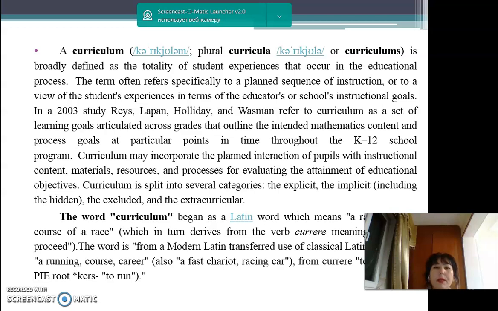The word curriculum begins as a Latin word which means a race or the course of a race, which in turn derives from the verb currere, meaning to run, to proceed. The word is from a modern Latin transferred use of classical Latin curriculum, a running, course, career, also a fast chariot racing car, from courier to run, from PIE route, course to run.